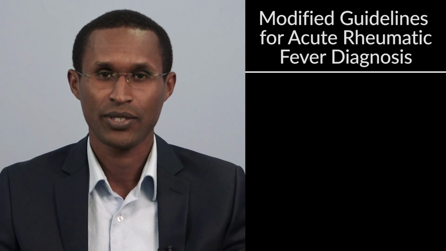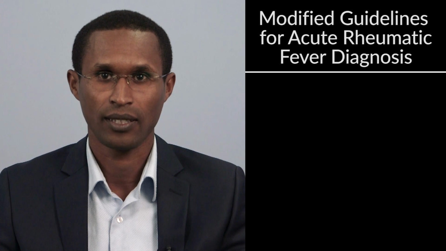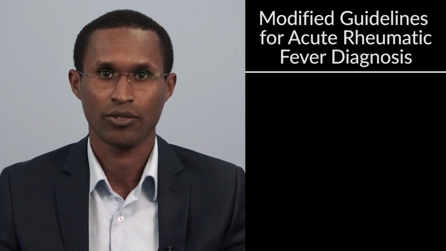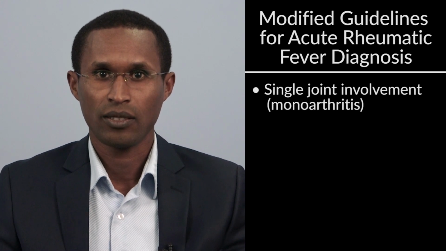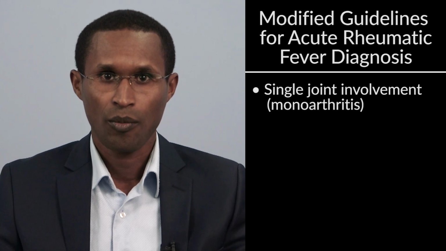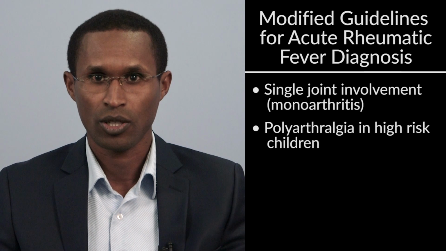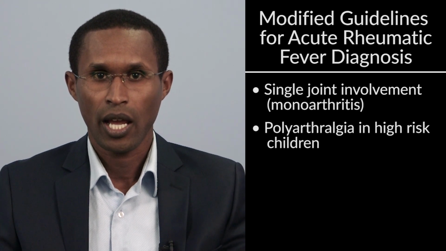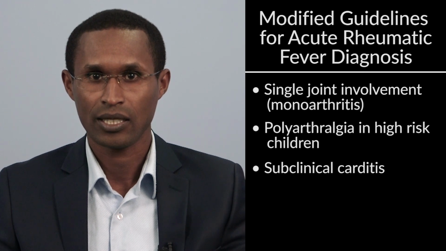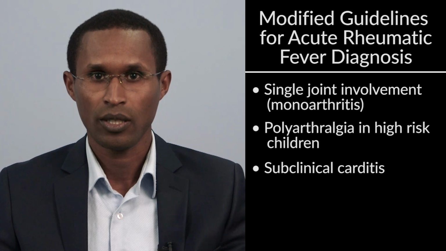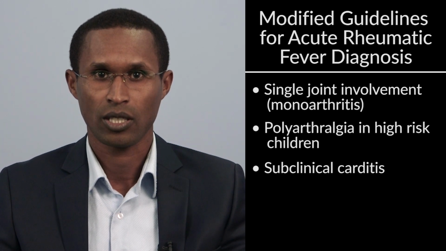However, different regions have slightly modified guidelines to assist clinicians with local variations in acute rheumatic fever presentation. In this regard, the involvement of only one joint, also called monoarthritis, polyarthralgia in children who are at high risk of acute rheumatic fever, and subclinical carditis proved by echocardiogram have been proposed to be among the major criteria.